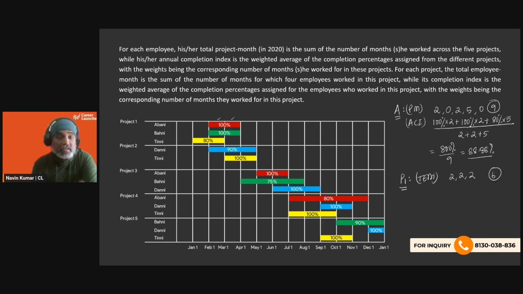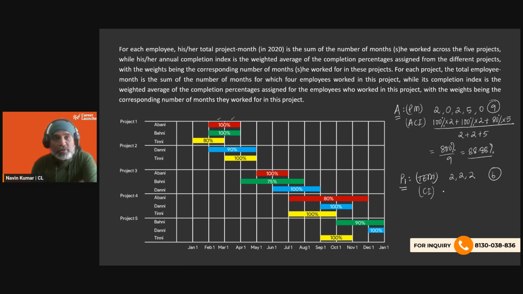Person wise, it was 9. While the completion index of a project is the weighted average of the completion percentages assigned for the employees who worked in this project, with the weights being the corresponding number of months they worked in this project.